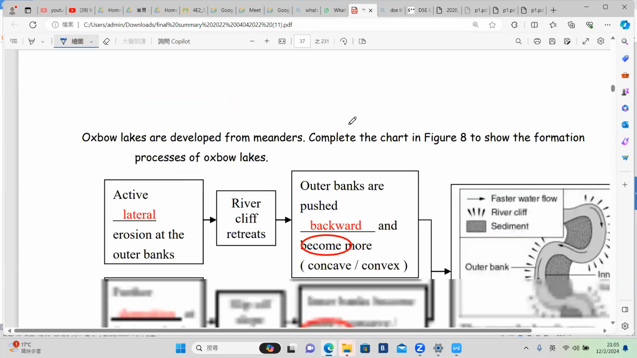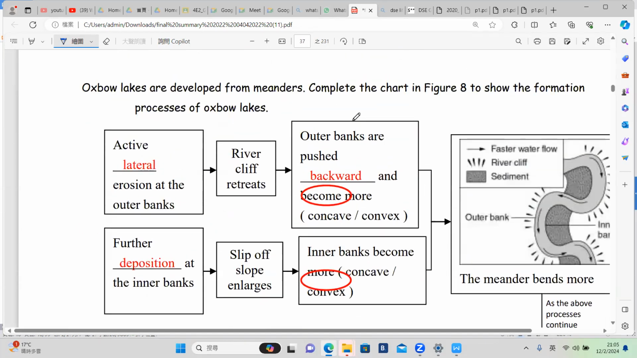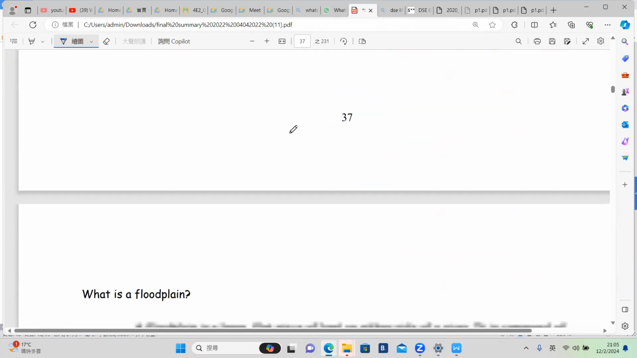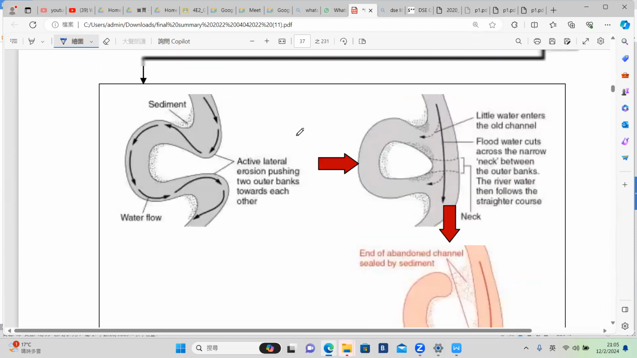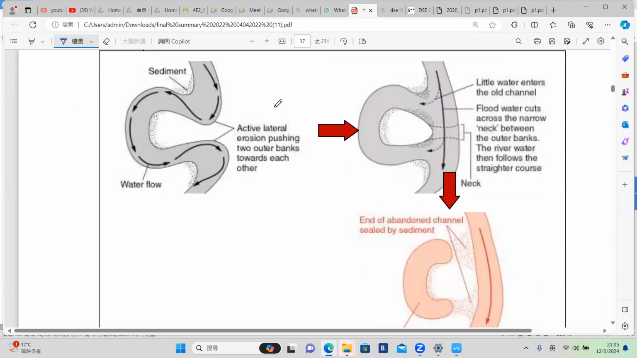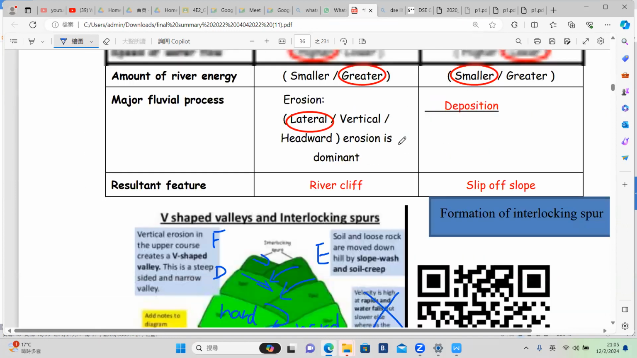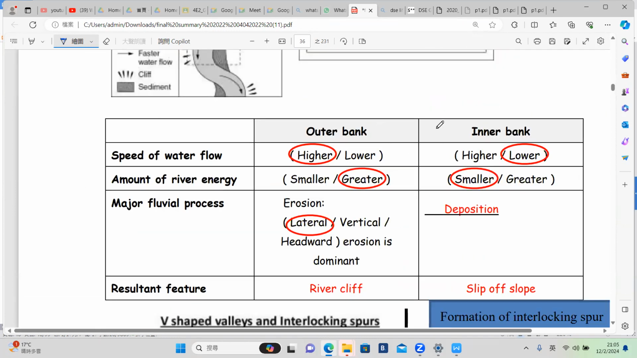OK, so now the ox-bow lake. Let's talk about the diagram instead of the passage. OK, just talking in words is not very meaningful. But beforehand, you should remember: what is the outer bank and inner bank of the meander? The outer bank has higher speed of water flow. The inner bank has lower speed of water flow.